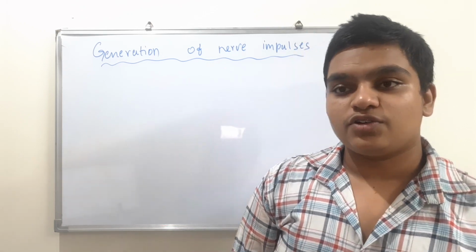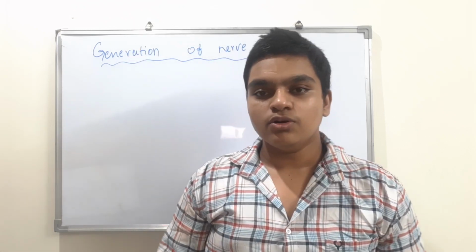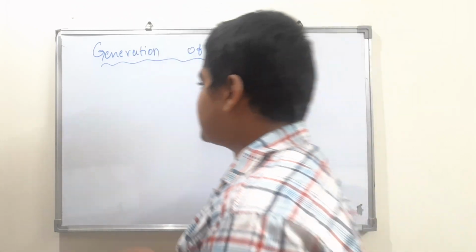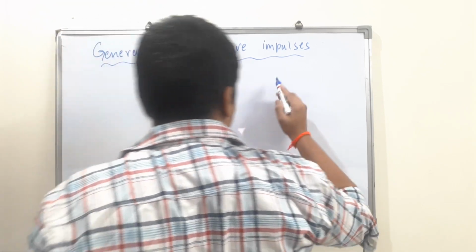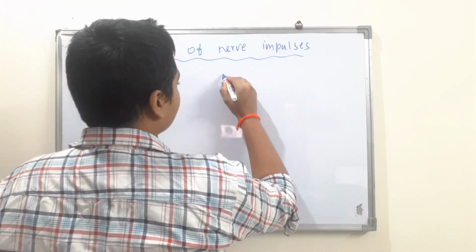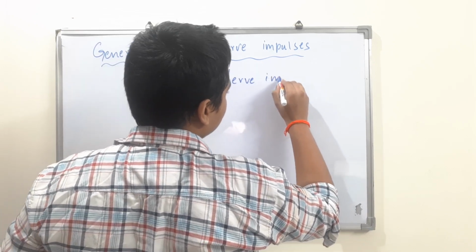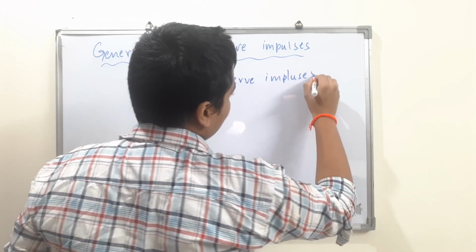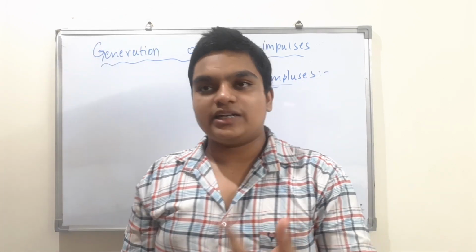Before going into the video, let me give you some introductory definitions that I usually do. Today we will be discussing generation of nerve impulses. So let us see what these nerve impulses are. What are these nerve impulses? You can understand them very simply.